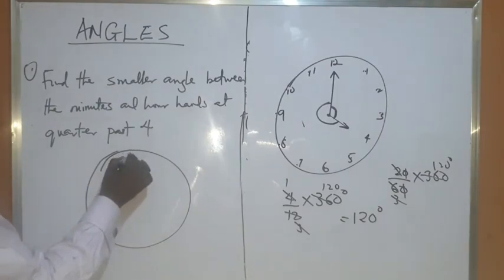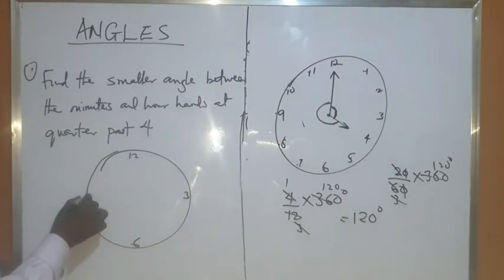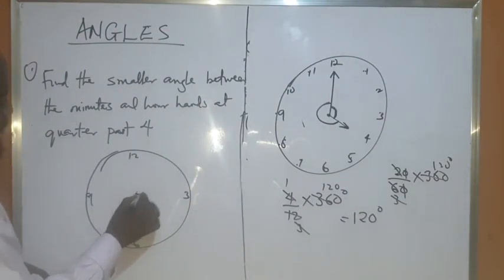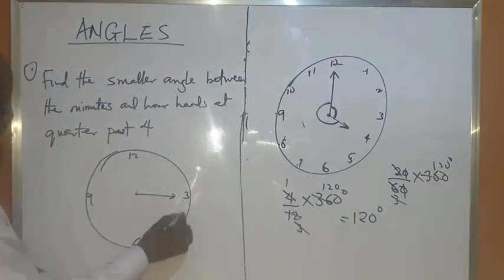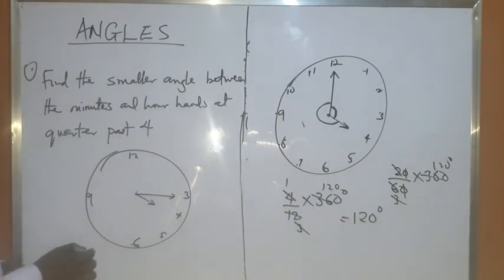So we have this 12. We have 3. We have 6. We have what? 9. So at 4:15 the minute hand will be here. And this is 4. This is 5. So the hour hand will be here. You can see the difference.